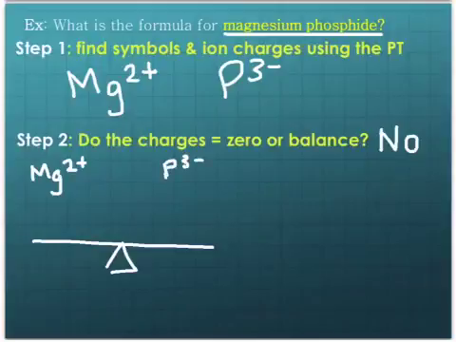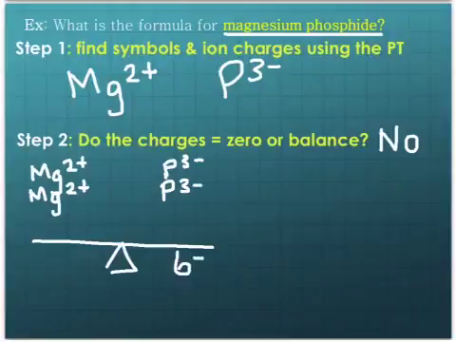So I'm going to add another magnesium ion. Now I have a total of +4 on this side and a -3 on the phosphorus side. So I'm going to add another phosphorus, charge of -3. Now I have a total of -6. So therefore I can see that if I add on another magnesium, those charges will add up to be +6. Now I would say this is balanced.